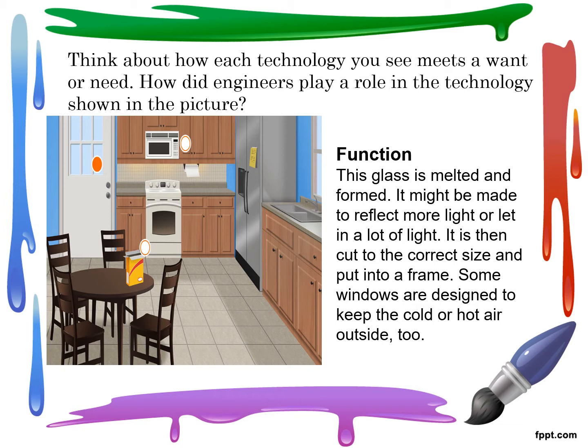Okay, so let's start with function or purpose. This glass is melted and formed. It might be made to reflect more light or let in a lot of light. It is then cut to the correct size and put into a frame, and then the frame and glass are engineered together so the glass doesn't fall out of the frame. Some windows are designed to keep the cold or hot air outside too, and other windows are designed to be more secure from breakage.